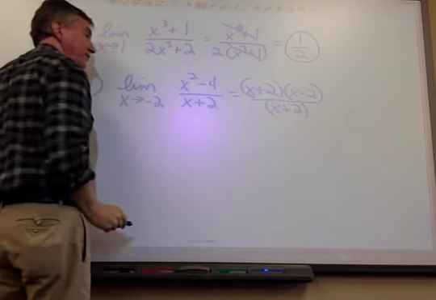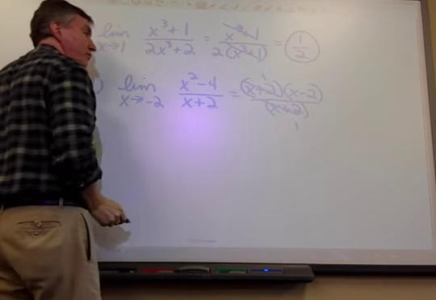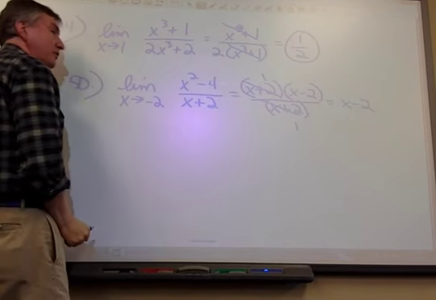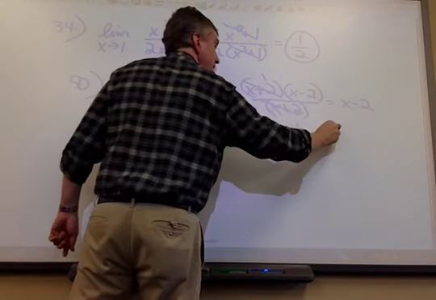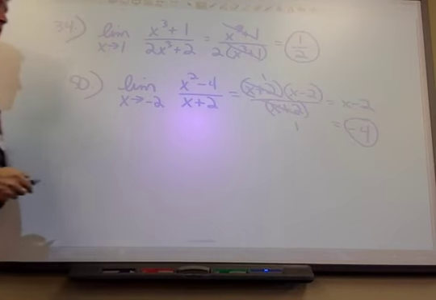What can I do there? Cancel. Now that just leaves me x minus 2. Now tell me what the limit is. If x gets close to negative 2, my answer, you're right, negative 4.